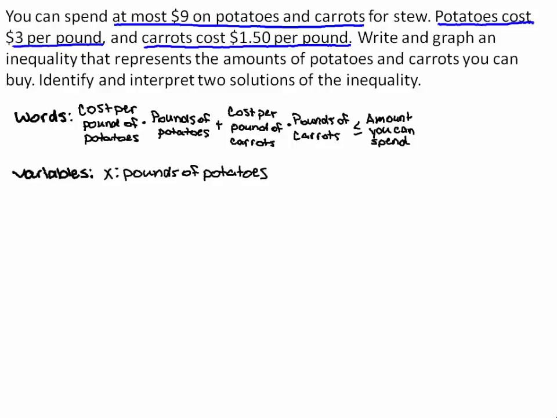Let x be the number of pounds of potatoes and let y be the number of pounds of carrots. Substituting 3 for the cost per pound of potatoes, x for the number of pounds of potatoes, 1.5 for the cost per pound of carrots, y for the number of pounds of carrots, and 9 for the amount you can spend, your inequality is 3x + 1.5y ≤ 9.